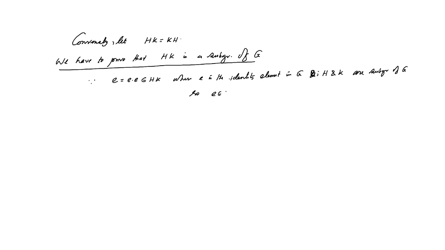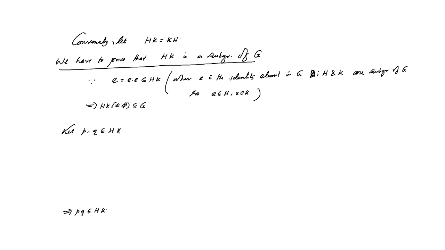So E belongs to H and E belongs to K. So from that we can write HK is a non-empty subset of G. Now what we will show: we will take two elements, let P and Q belong to HK. What we have to show is PQ belongs to HK.